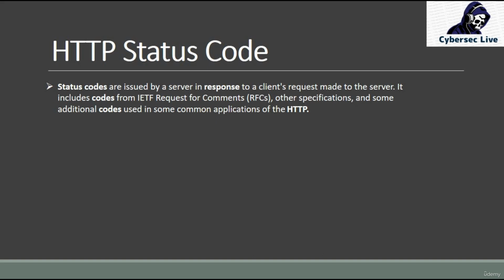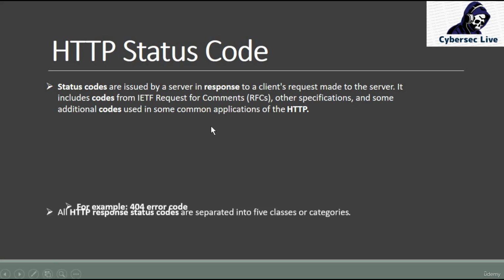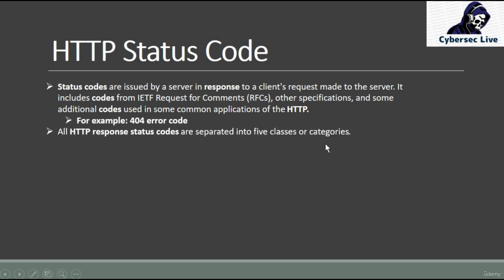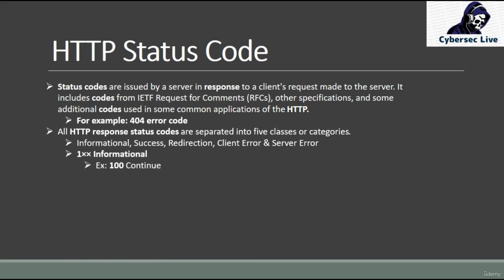So basically it is categorized into 5 levels, and let me tell you those 5 levels. The 5 levels are informational, success, redirection, error from the client's end, and server error. We will discuss each of these one by one. The first one is, if the status code starts with 1, then it comes in the category of informational. For example, 100 means continue, correct?